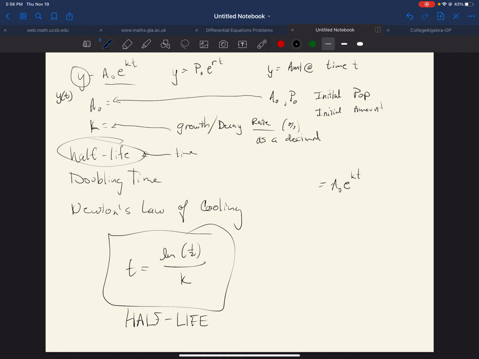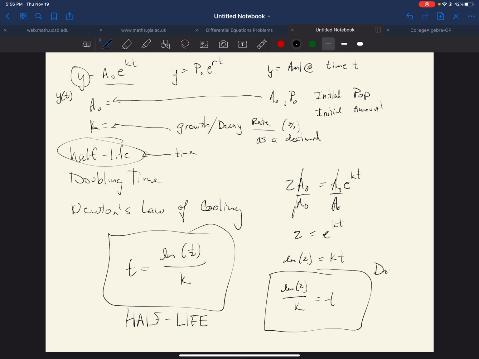So if I want doubling time, and that is the initial amount, then I want to know when will there be twice that amount there. Similarly as before, when you divide by a naught on both sides, that amount doesn't matter. So then you get 2 is e to the kt. ln both sides, you get ln of 2 is kt. And then divide, you get t is the ln of 2 over k. So that's the doubling time.